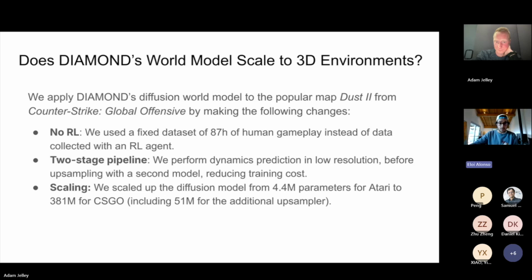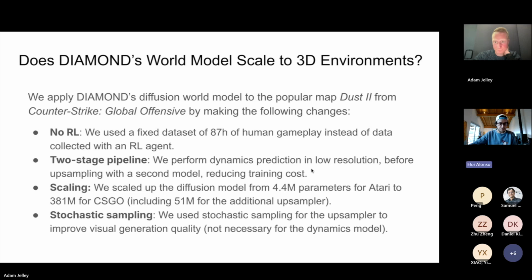So we scaled the diffusion model from Atari, from 4.4 million parameters to roughly 400 million. So almost a times 100 scale up. We didn't have the opportunity to try many architectures. We basically did one run, so it mostly followed the data scaling we had. From 100K on Atari to 87 hours, which corresponds to 5 million frames. So it was roughly a 100K again. That was what we could use on our GPUs.